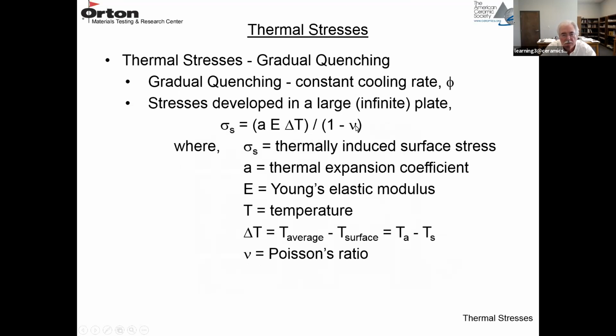This is the equation describing the stresses. Sigma S is the thermally induced surface stress. Alpha is the thermal expansion coefficient. E is Young's modulus. T is temperature. Nu is Poisson's ratio. And then now we have to come up with a term for delta T, which is the average minus the surface. So that's TA minus TS.